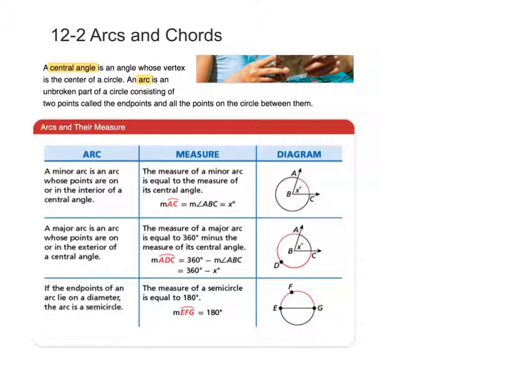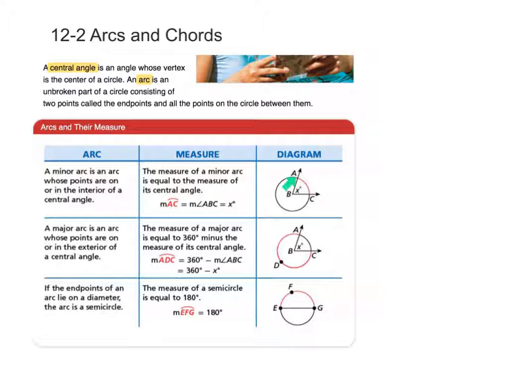This is 12-2, arcs and chords. A central angle is an angle that I'm pointing to here that is formed off of the center. So it's two rays coming off of the center of the circle that make our central angle. And an arc is an unbroken part of a circle consisting of 2 points called the endpoints and all the points on the circle between them.